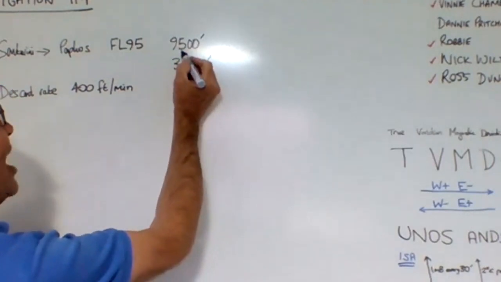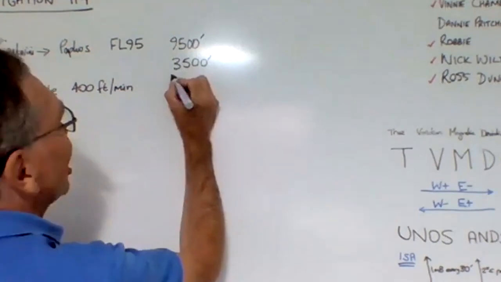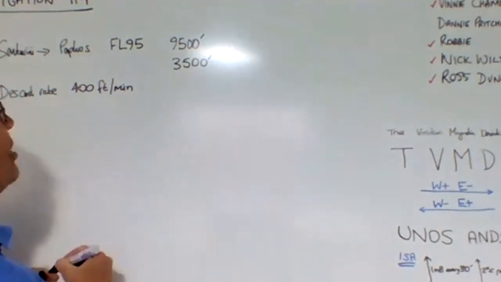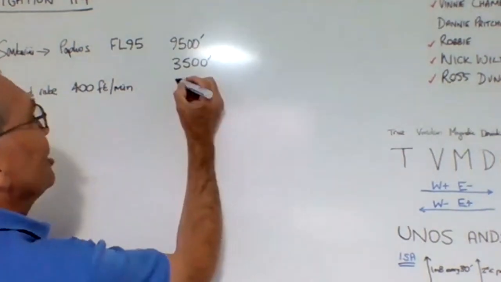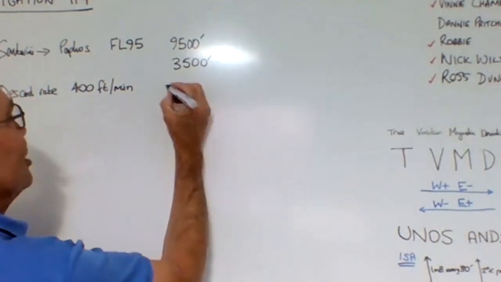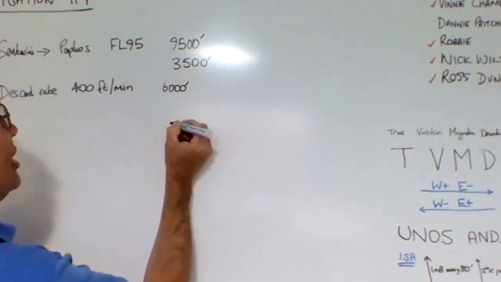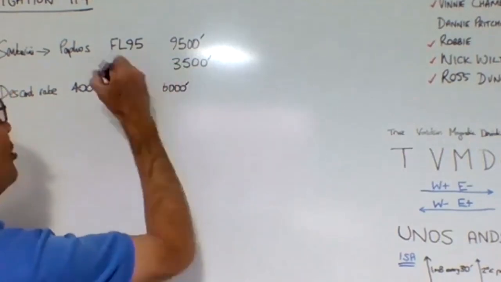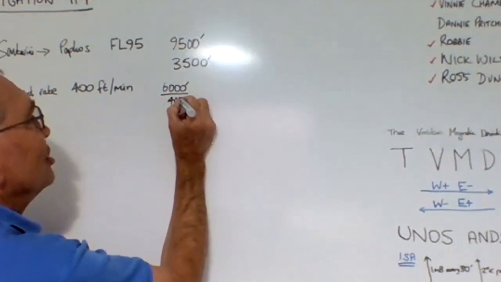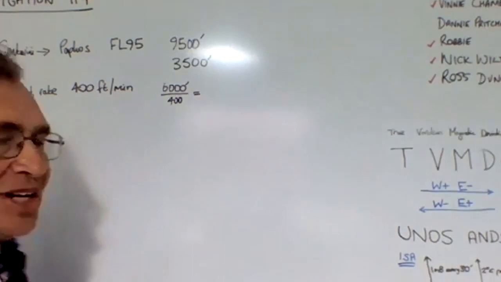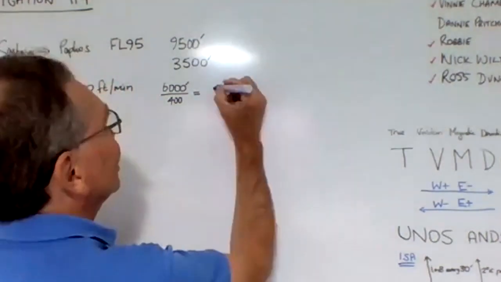You said that 9,500 to 3,500, you subtract those two, and that's 6,000 feet. So you've got to descend 6,000 feet at 400 feet a minute. So if you divide 6,000 by 400, that gave you how many minutes? 15. 15 minutes.